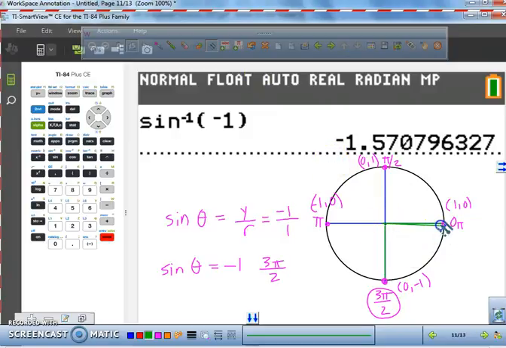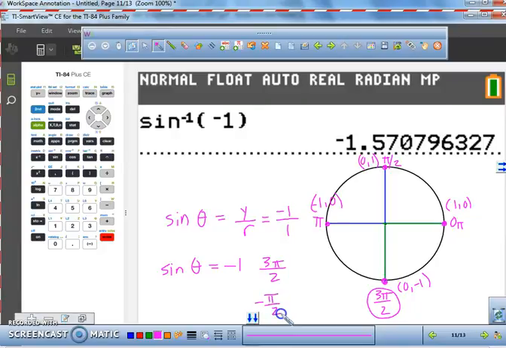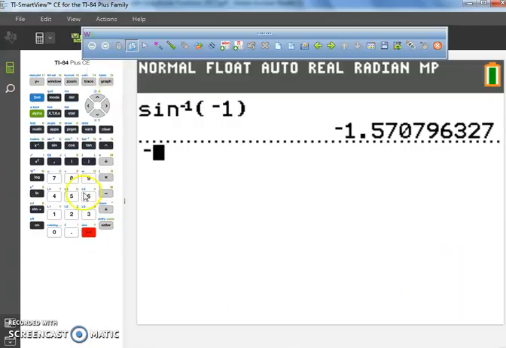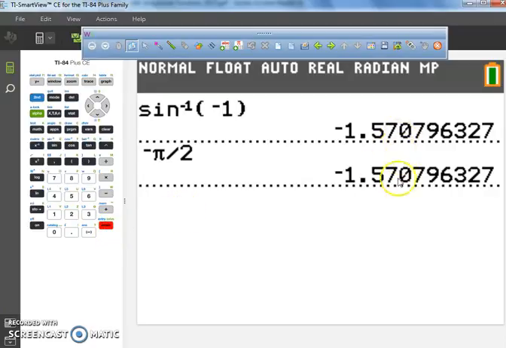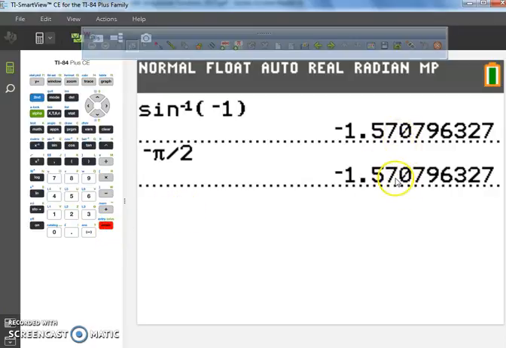Well, what if I went this way, not counterclockwise, but clockwise? How far have I traveled from here to here? I've actually traveled negative pi over 2. So right here, see how I've traveled negative pi over 2? Now, here's what I want you to think about. The cool thing about this is, watch: negative pi divided by 2 equals the exact same approximate value.